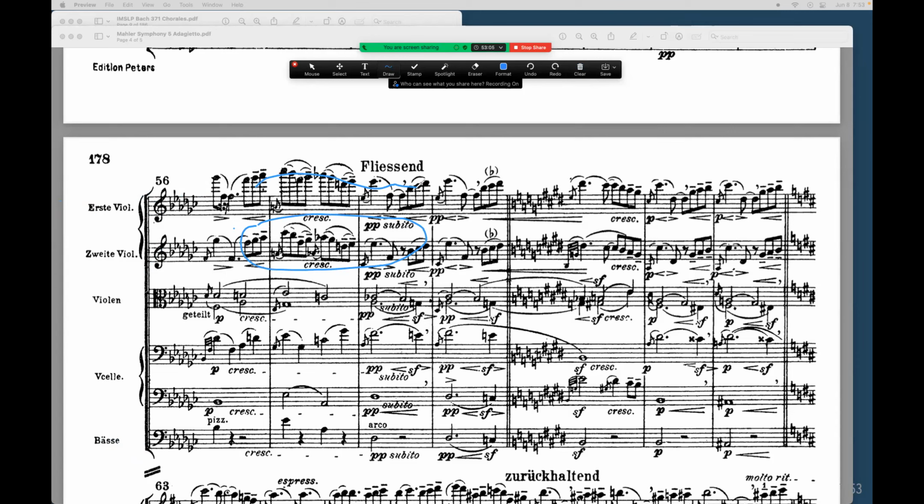And so when you're writing for strings, I mean, if you do not at some point double your first and second violins, this is just not idiomatic string writing. And Mahler doubles his first and second violins because he knows how to write idiomatically for strings. I'm not going to belabor that point.